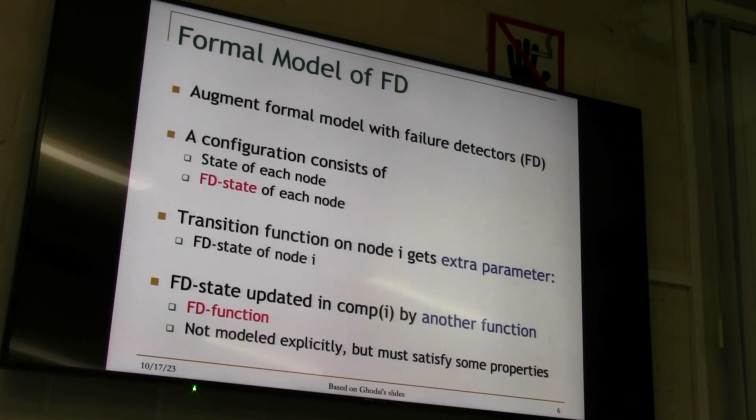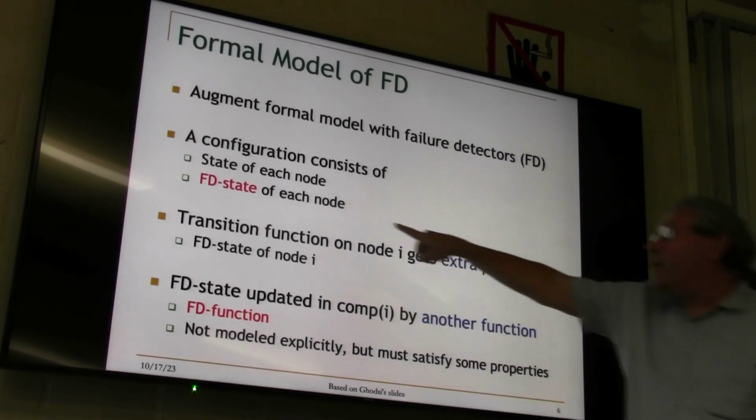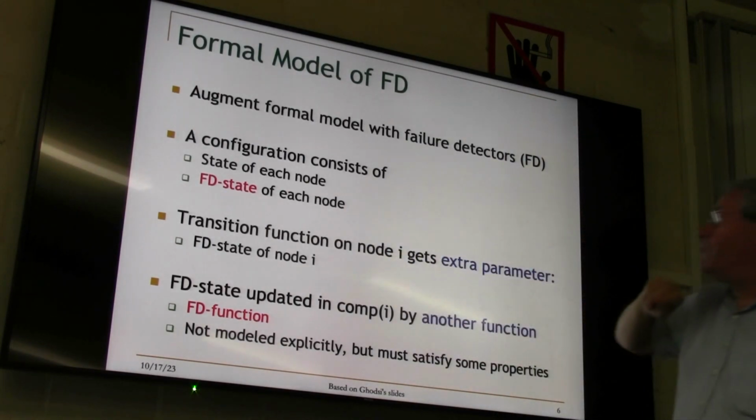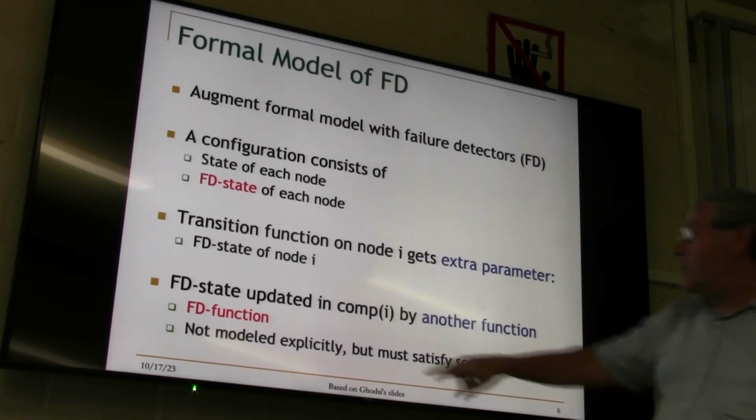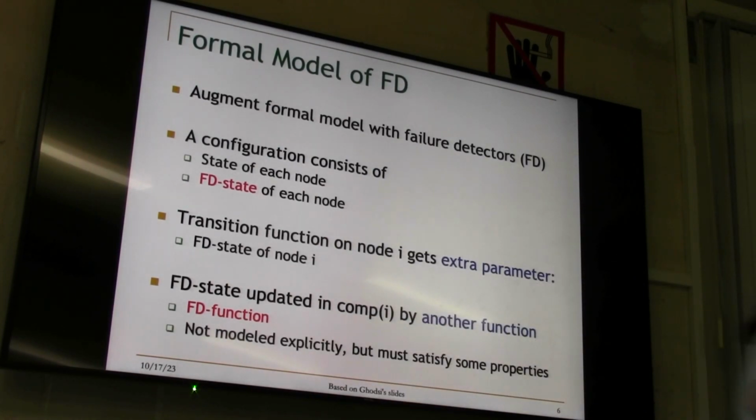Okay, so a failure detector can actually be added to the formal model. We're not going to worry so much about that. You can implement it, but you can also add it to the formal model, where you have the FD state, the failure detector state of a node, and there's some function, and it satisfies some properties with respect to nodes.